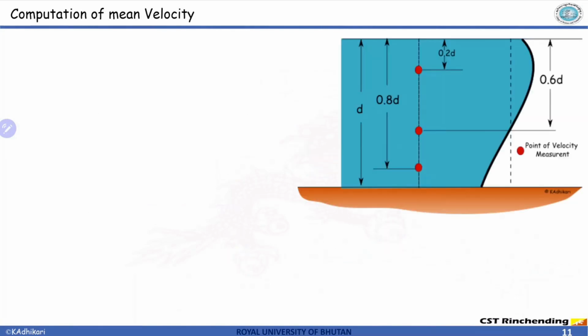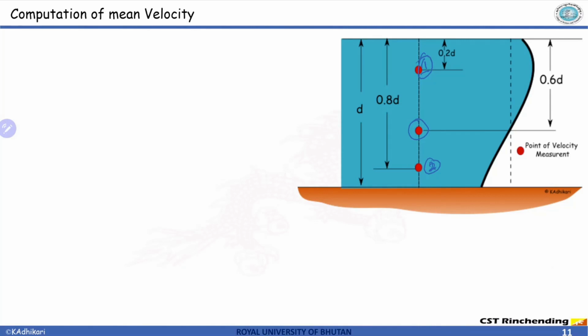So once again, the different ways of measuring velocities. If the river is a bit shallow, then we simply measure the velocity at this location. For fairly deep water, we do two-point measurements. For two-point measurements, first we measure at 0.2 d, and again we measure at 0.8 d, and then we average it out.